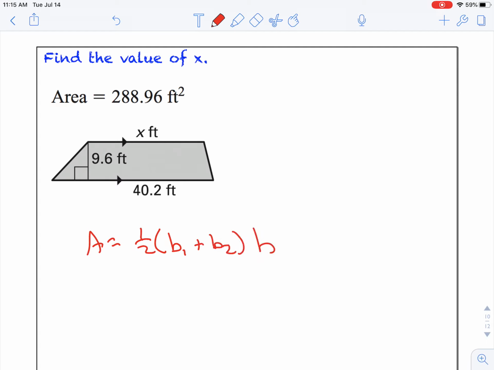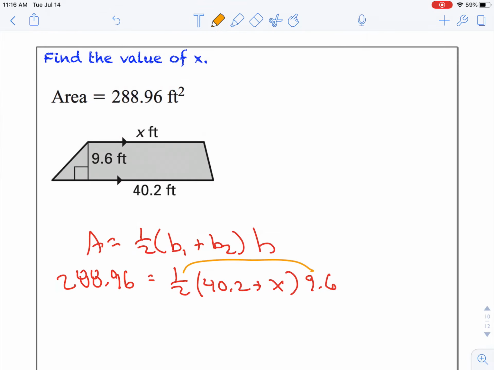Same kind of idea, but we know the area for a trapezoid is 1/2 base 1 plus base 2 times the height. Again, it doesn't matter where you put the height. So I'm given the area is 288.96, and that is equal to 1/2 base 1, I'll call that 40.2, plus base 2, which I don't know, times the height, which is 9.6. So the first thing I'm going to do is multiply the 1/2 and the 9.6. So I'm going to take 9.6 divided by 2, which gives me 4.8. That's multiplied then by 40.2 plus x, and that equals 288.96.